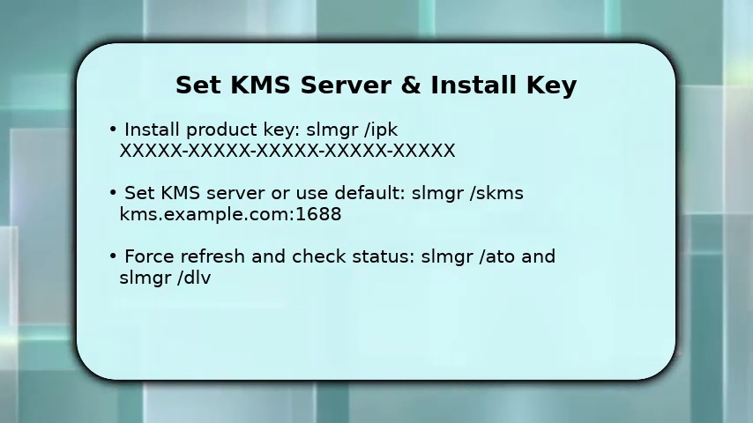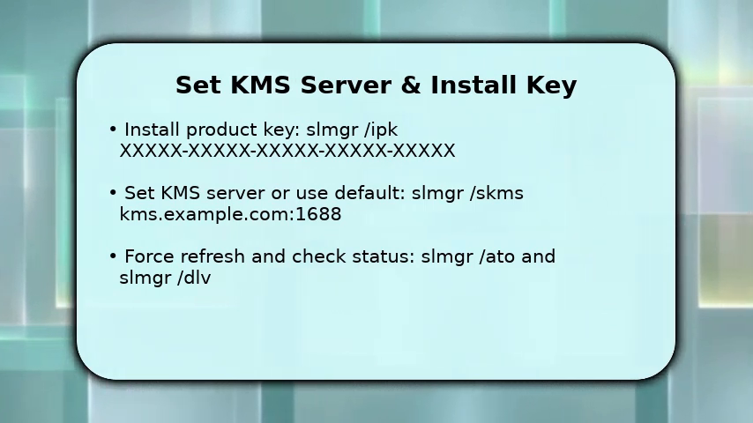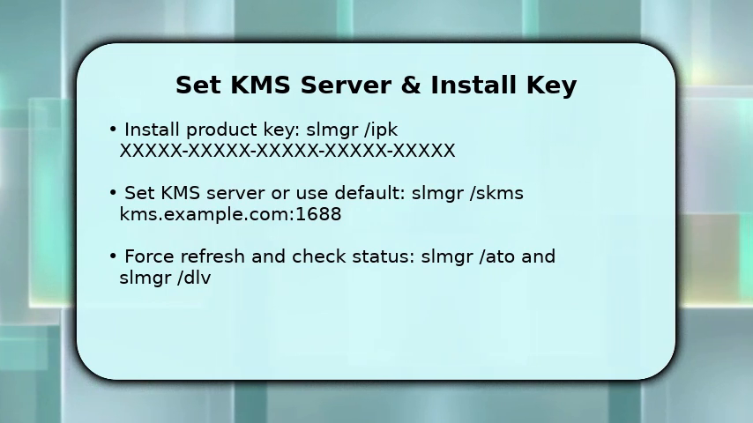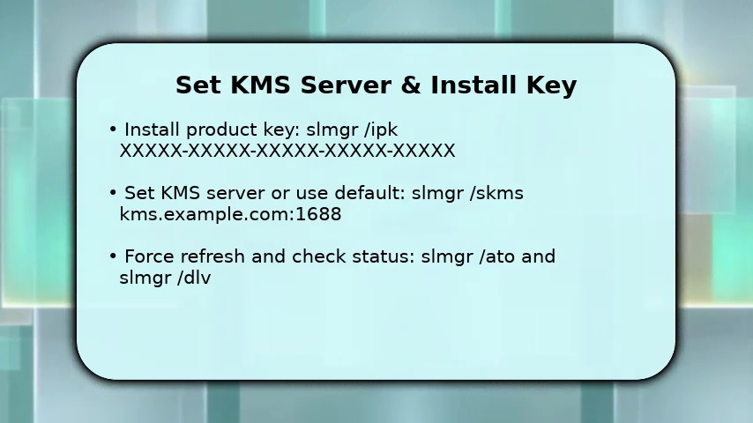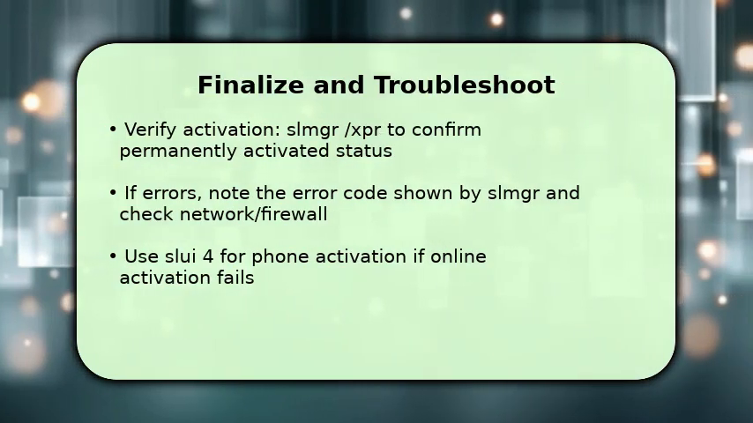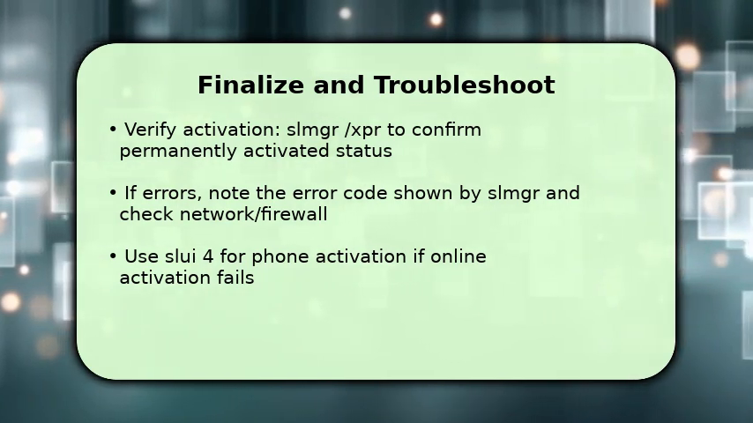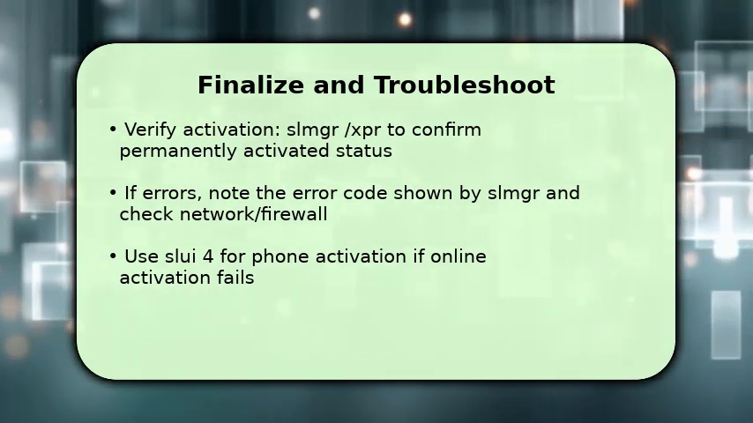After configuring, run slmgr /ato to force online activation. Then slmgr /dlv to display license details and confirm success. Once activation runs, verify with slmgr /xpr to see if Windows is permanently activated. This gives a quick yes or an expiration date.